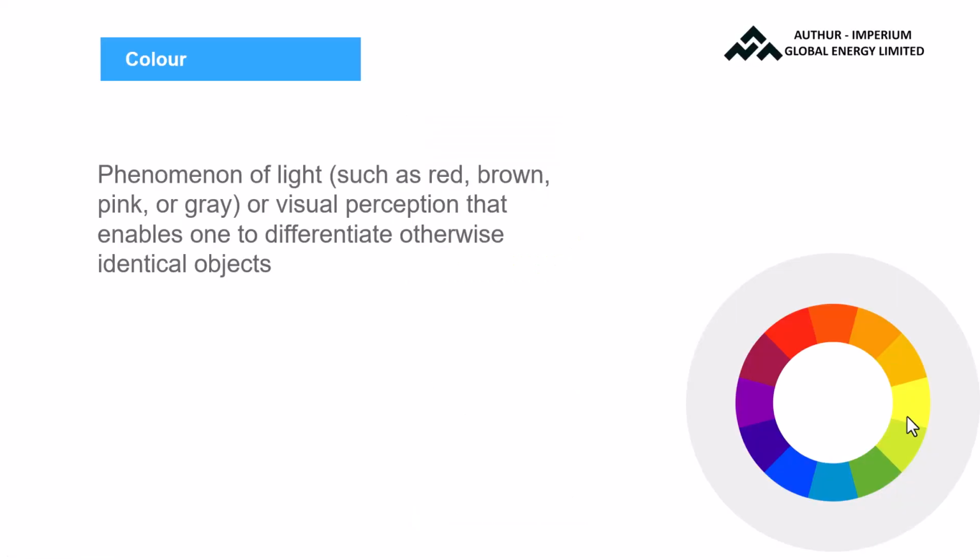So color is a phenomenon of light, such as red, brown, pink, or gray, or a visual perception that enables one to differentiate otherwise identical objects. So apart from size and shape, another way you can tell the difference between an orange and an apple is the color. So color allows you to differentiate objects, and we see color as a result of a phenomenon of light. So if we don't have light, if we don't have sunlight, we'll not be able to see color. So that's just a basic definition of color.